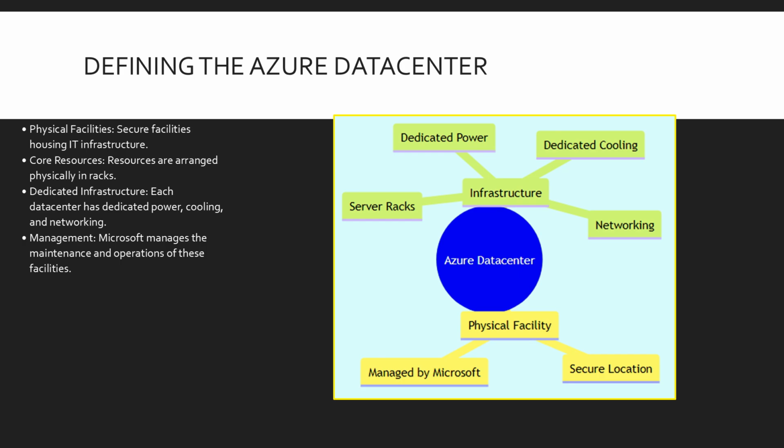This mind map breaks down the core definition. At the center is the Azure data center. The top branch highlights it as a physical facility that is secure and managed by Microsoft. The bottom branch details the infrastructure, showing that it contains server racks supported by dedicated power, cooling, and networking systems. This visual establishes the data center as a self-sufficient unit.